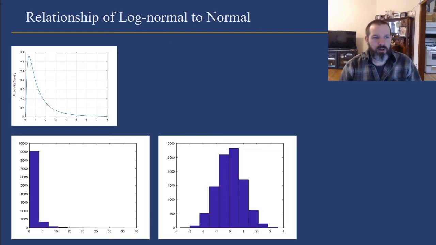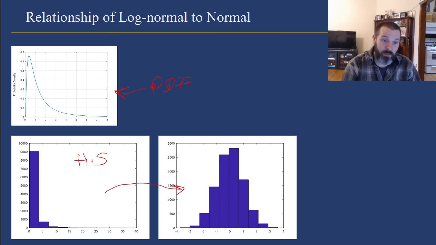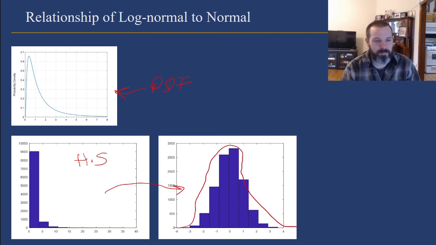Now, one thing that's cool about the log normal distribution, so what you have here is a plot of the PDF of the log normal. You have a histogram of log normal data, but what I've done to go from the histogram of the log normal data is I've just taken the logarithm of the values. And then if you make a histogram of the logarithm of the values, you'll end up with a histogram that is mostly normally distributed.